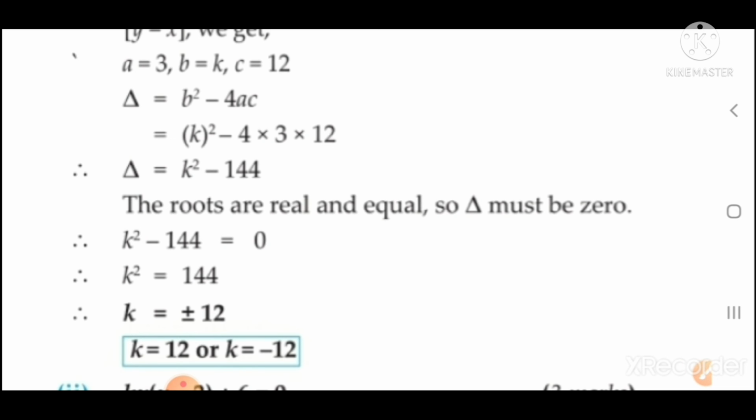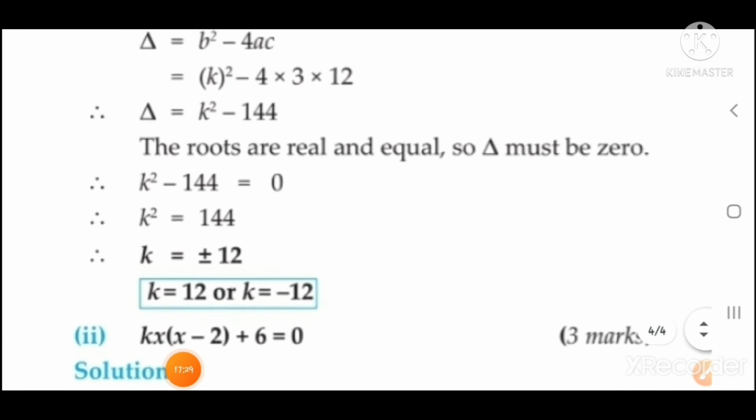So delta is zero, which means I can say k square minus 144 is equal to zero. Delta becomes zero, right? The value of delta is equal to zero. So k square minus 144 is equal to zero, I put zero in place of delta. And now you solve this. Now minus 144 goes on the right hand side, becomes plus 144, taking square root on both the sides. So k is equal to plus minus 12. So k is equal to 12, one value, and second, k is equal to minus 12.